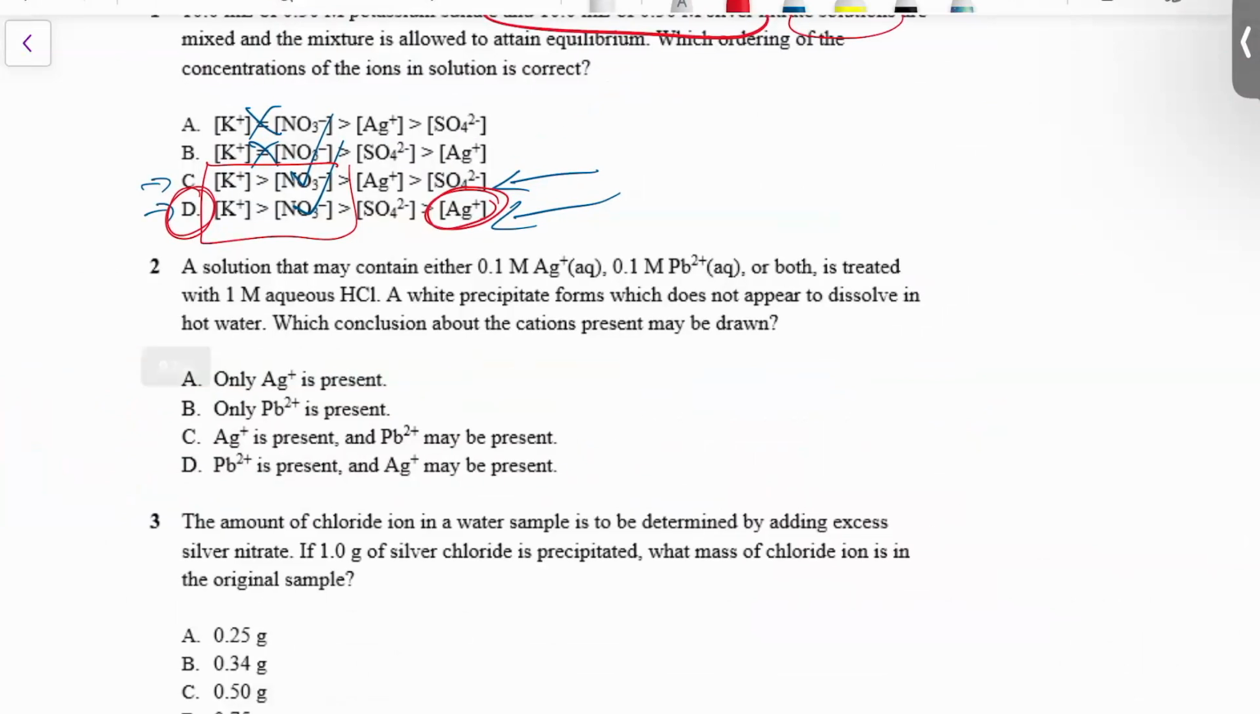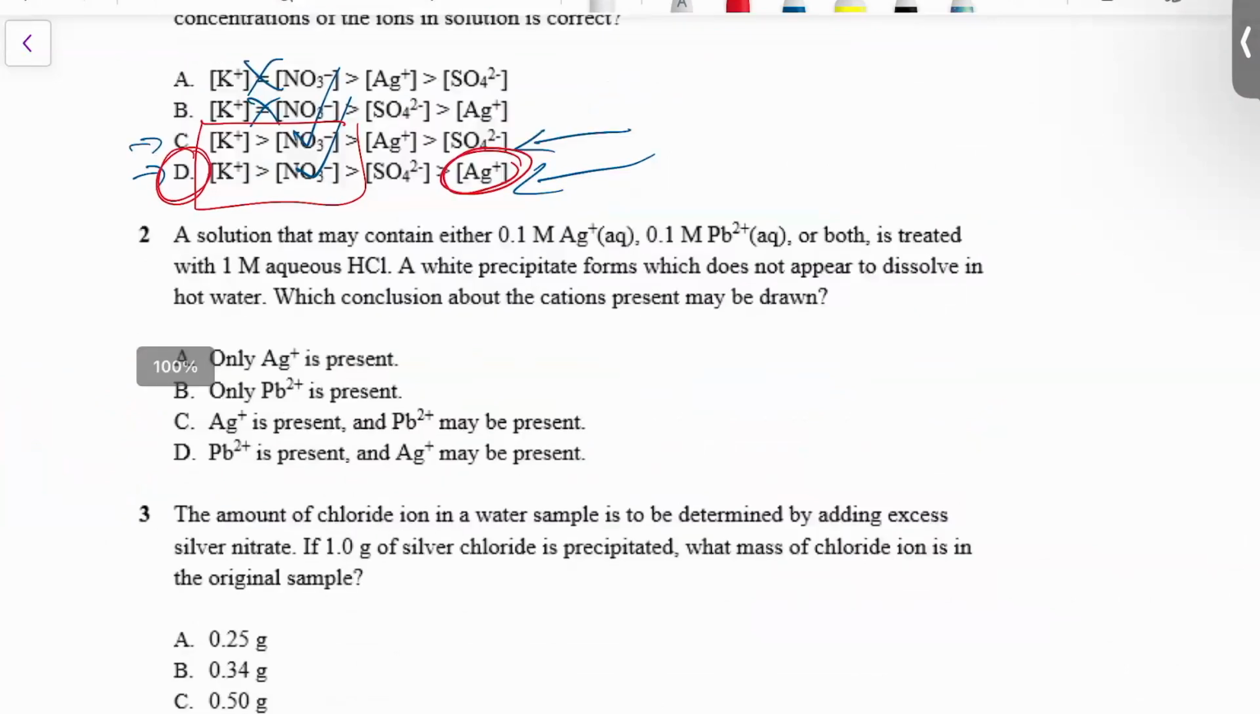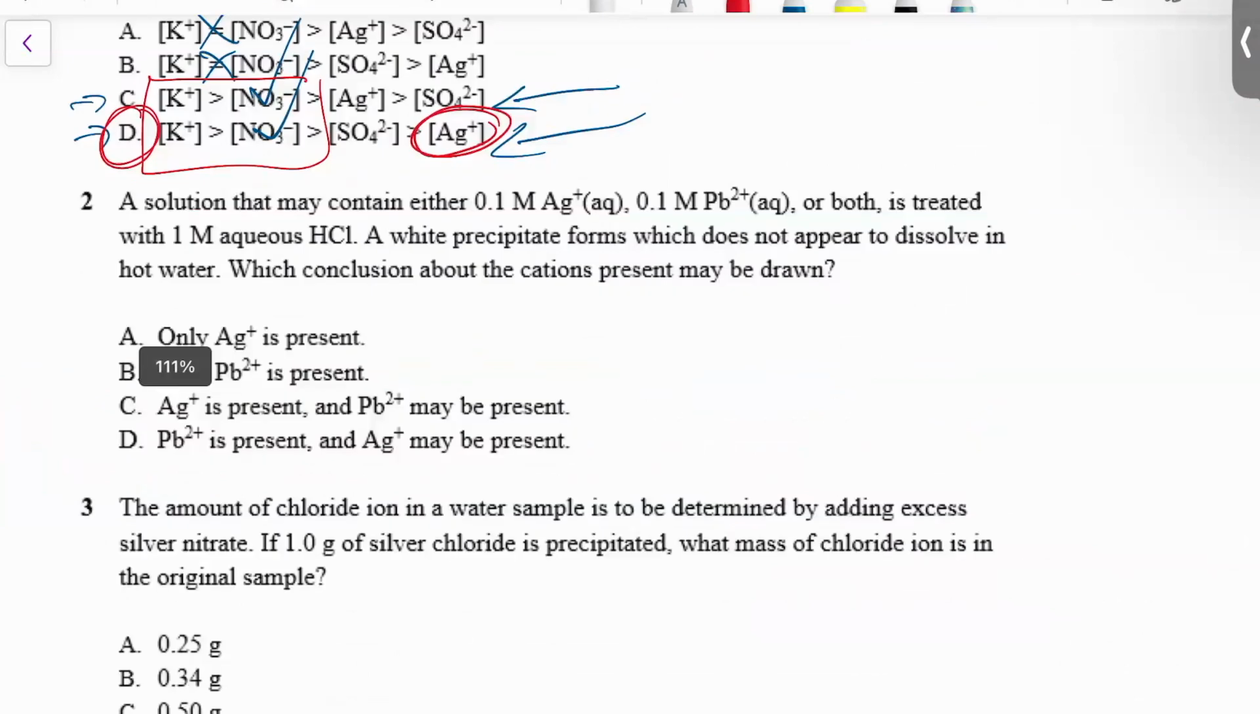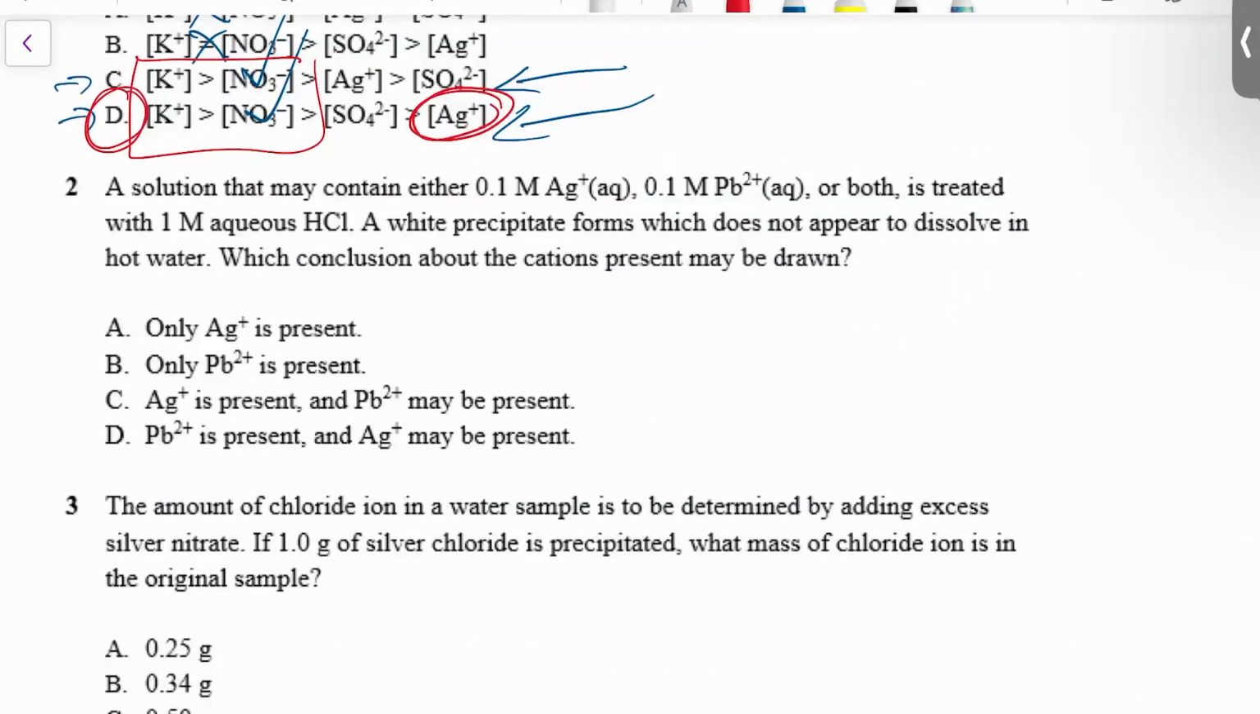Question 2, a solution that may contain either 0.1 molar Ag+, 0.1 molar Pb2+, or both, is treated with 1 molar aqueous HCl. A white precipitate forms which does not appear to dissolve in hot water. What conclusion about the cations may be drawn? Okay, a precipitate forms.